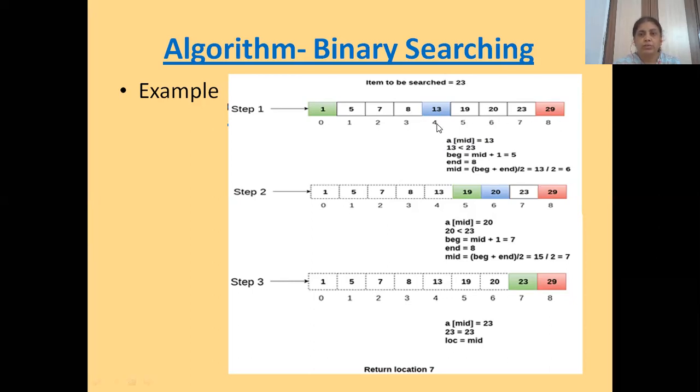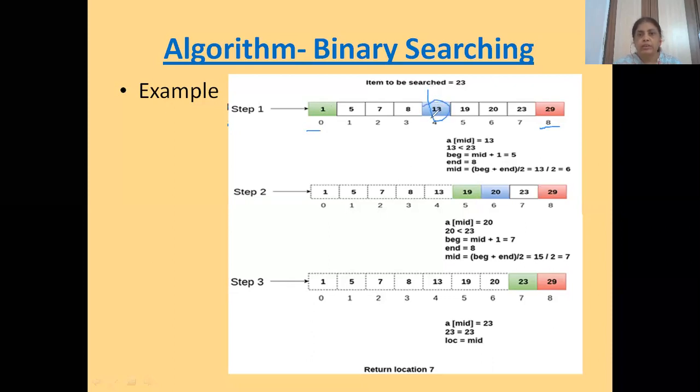So first you need to locate the midpoint. How to locate the midpoint? With the help of this formula of beginning plus end, divided by 2. Beginning is the first location, end is the last location of your element. So if you do this, then 0 plus 8 divided by 2 is 4. 4 is your midpoint.